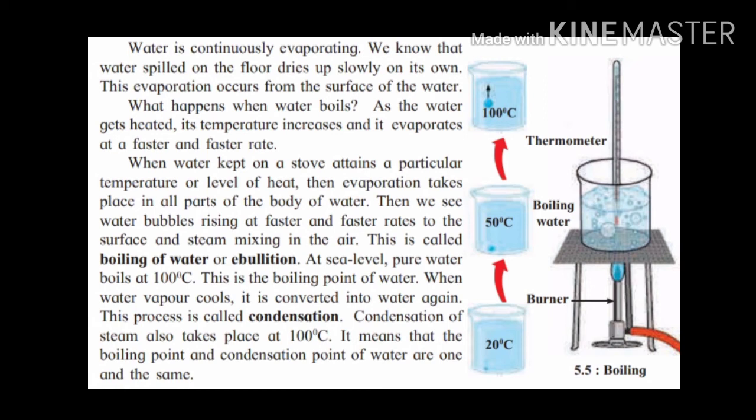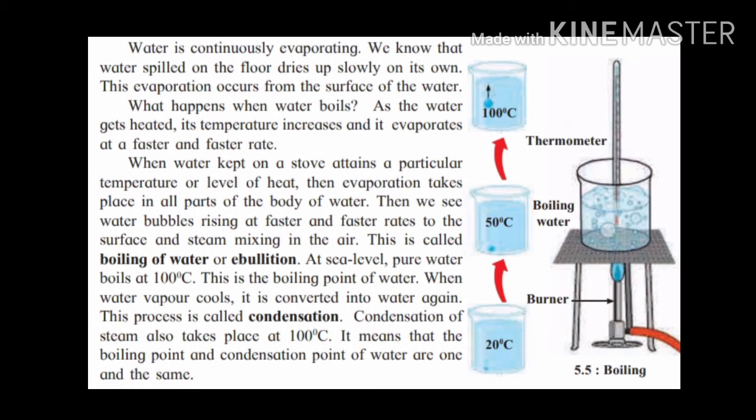air. This is called boiling of water or ebullition. At sea level, pure water boils at 100 degree centigrade. Here the water is not kept on a stove, but due to the atmospheric pressure, sea water boils at 100 degree centigrade. This is the boiling point of water. So 100 degree centigrade is the boiling point of the water. At this temperature, the water starts boiling.